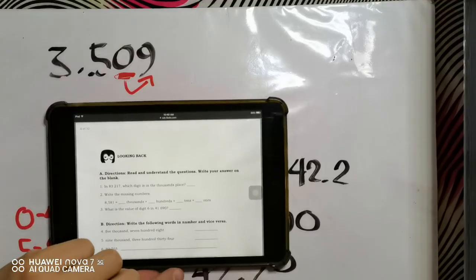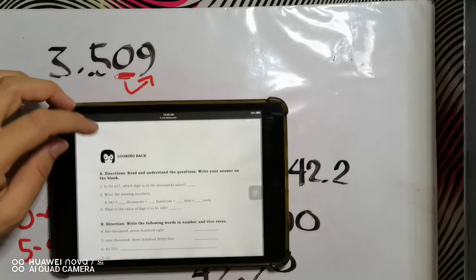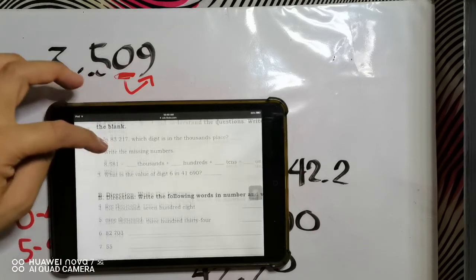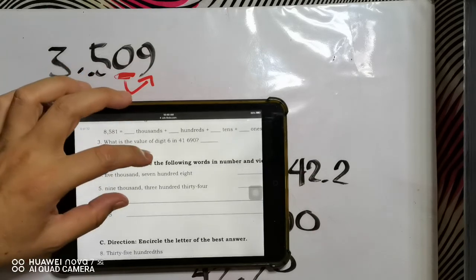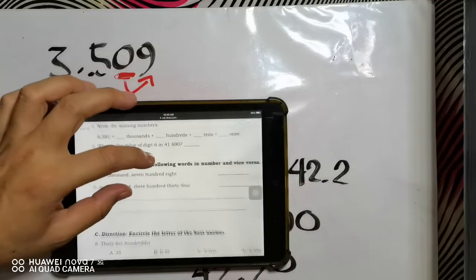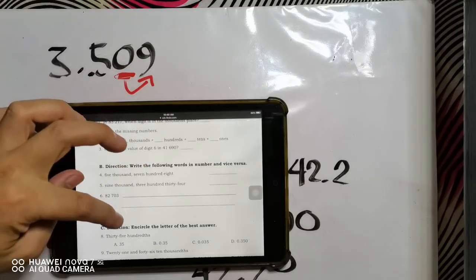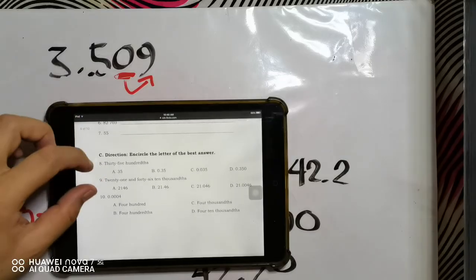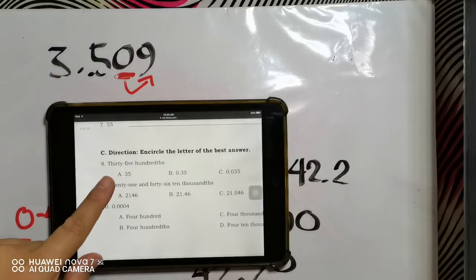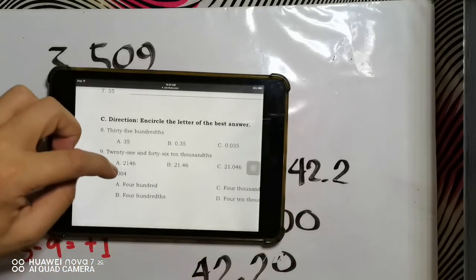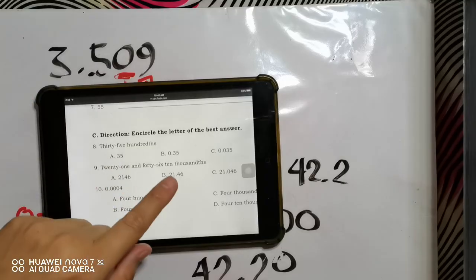Here. Which digit is in the thousands place? So, it is still the same. This is just a review. This one, you're going to write them in words and vice versa. Notice that this is a number, a whole number. Here, it is now a decimal. 35 hundredths. Okay, so which of these? Is it this 35?